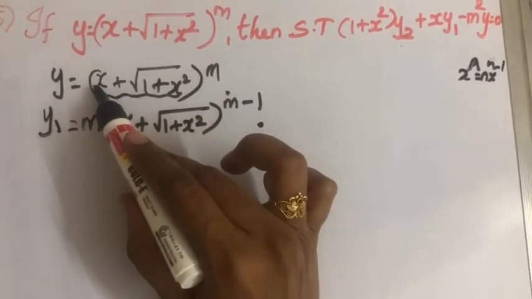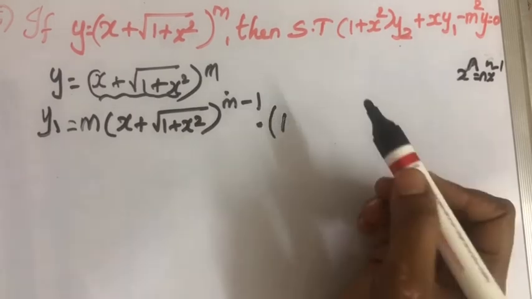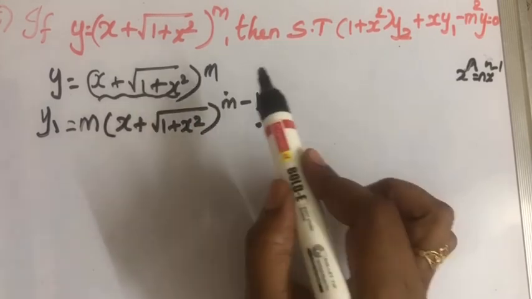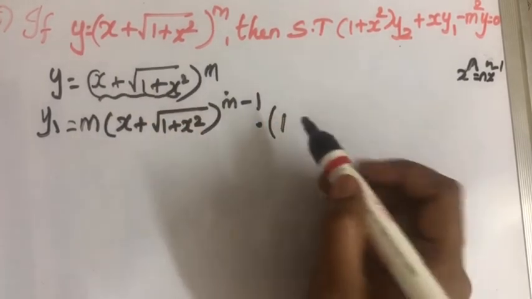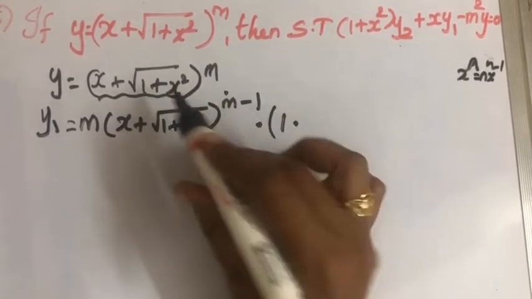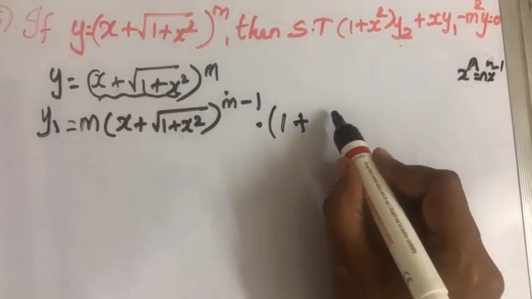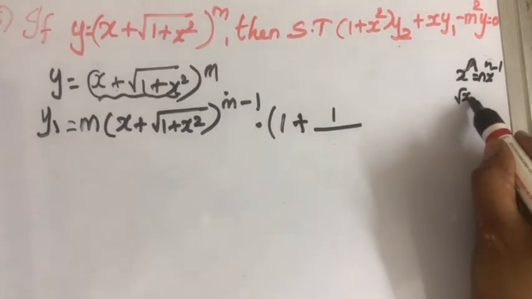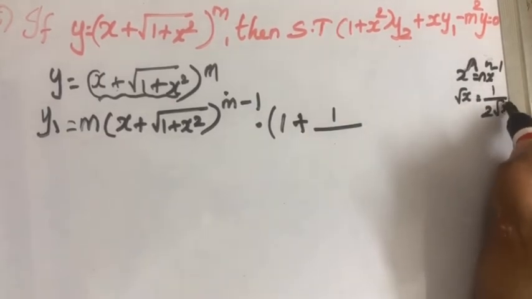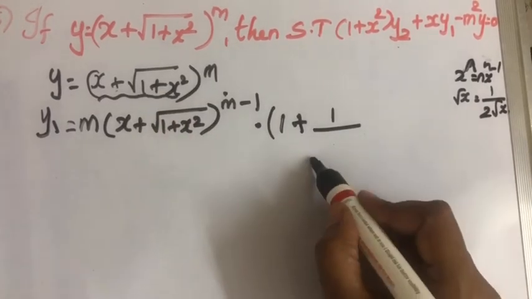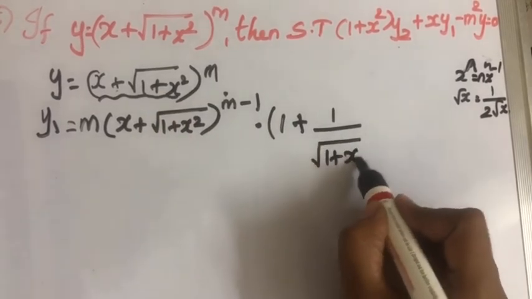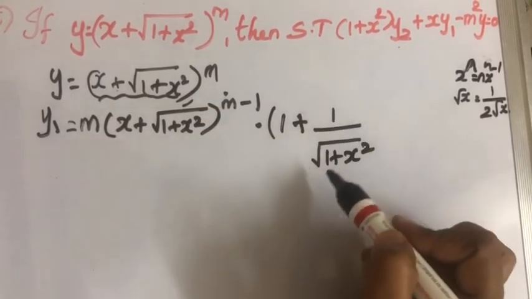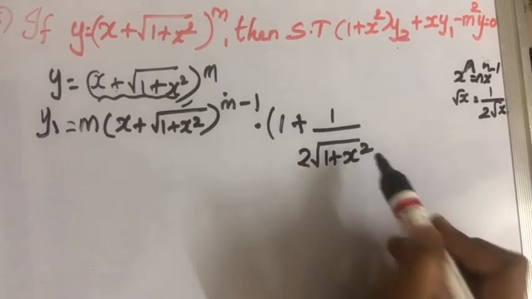While differentiating x, we get 1. While differentiating the square root, what is the differentiation of root x? It is 1 divided by 2 root x. So plus 1 divided by 2 root of 1 plus x square. Here, considering 1 plus x square as the function, we get 1 divided by square root of 2 into 1 plus x square.